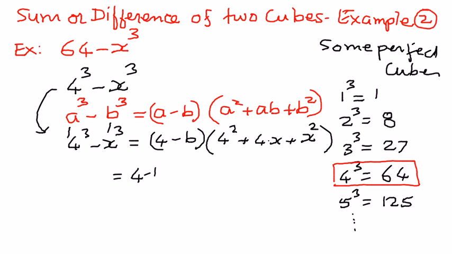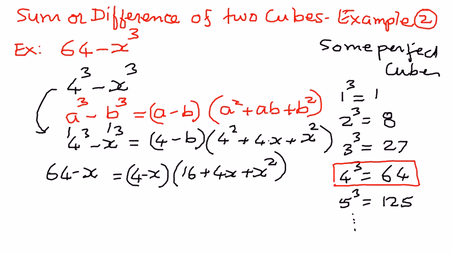So we have 4 minus b times 4 squared, which is 16, 4 times 4 is 16, plus 4 times x is 4x, and then x to the power of 2 is x to the power of 2. We cannot simplify that any further. So therefore, there should be x, not b. Right? There should be negative x. 4 minus x times 16 plus 4x plus x squared is what we have, and that is the expansion for 64 minus x cubed.